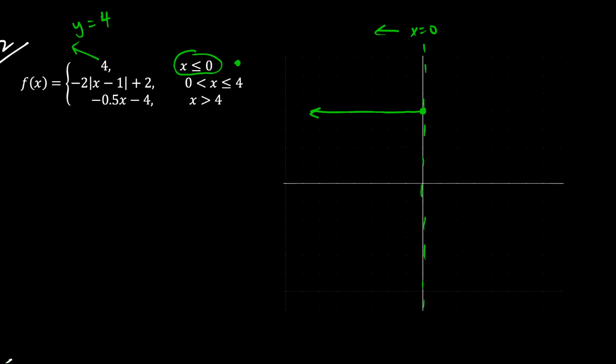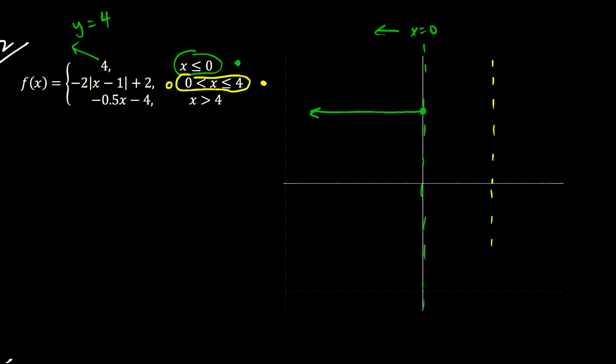All right, our second piece looks a little different because I threw absolute value bars in there. So we have -2 times the absolute value of x minus 1, plus 2. And if you don't know how to graph that, that's okay. We're going to take a quick look at it. But that's in between 0 and 4. On the 0 side, we have an open circle. On the 4 side, we have a closed circle. So we already have the 0, so let's go ahead and put the 4 in. 1, 2, 3, 4, and let's put our dotted line down there.